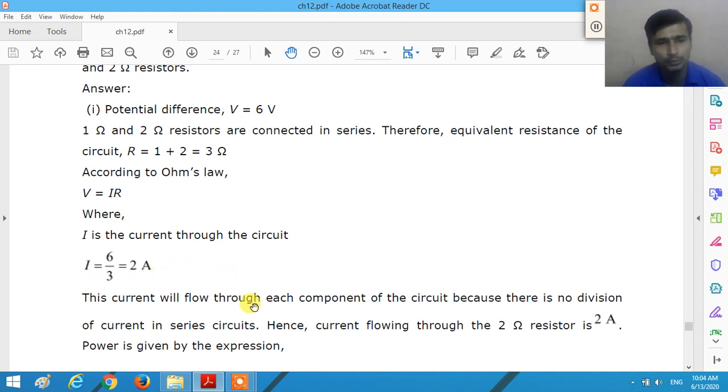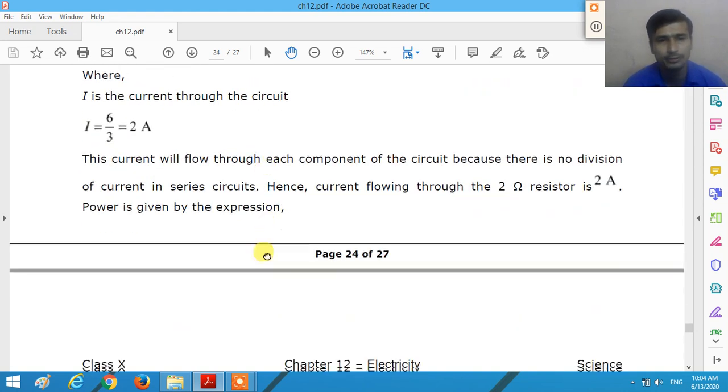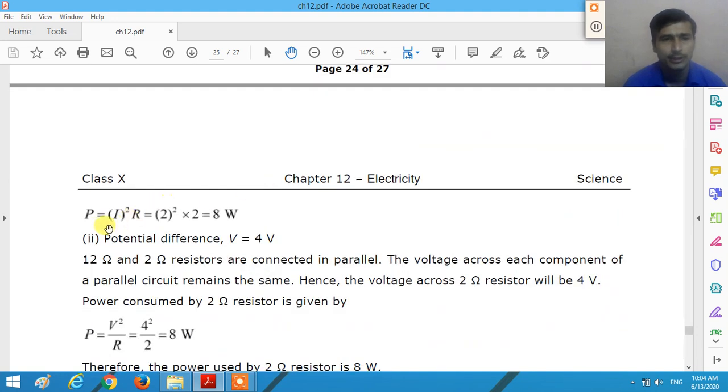So when the 2 ampere current is passing through the 2 ohm resistor, the power delivered to the resistor P is equal to I square into R. I we obtained from the above formula, 2 ampere, and the resistance is given to you, 2 ohm. So we get the power consumed by the 2 ohm resistor is 8 watt, right?